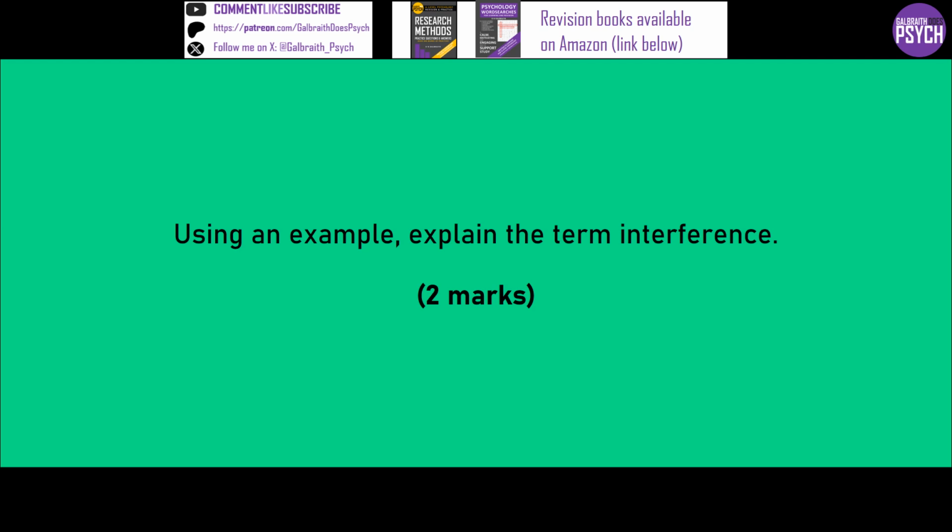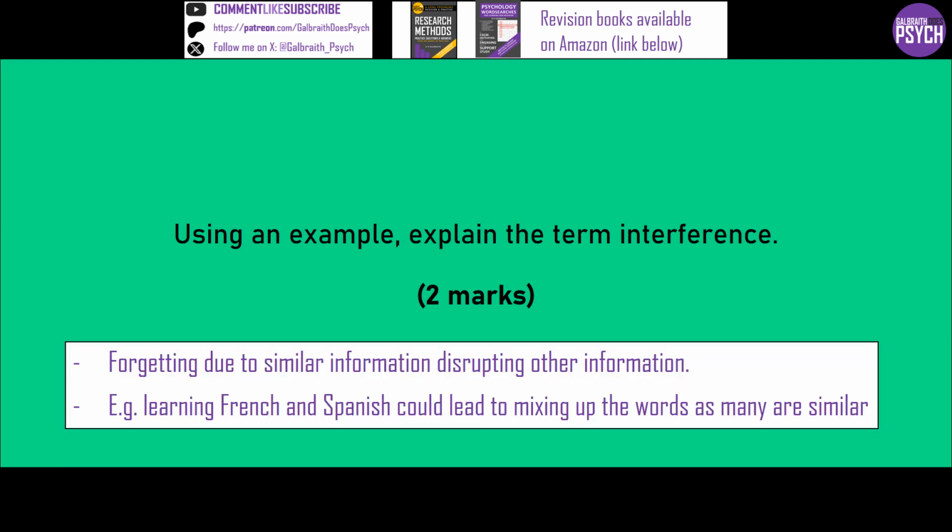So, using an example, explain the term interference. Let's select the knowledge that's relevant for dealing with this question. I would probably say something along the lines of interference is an explanation for forgetting, or it's where we forget information because it's being disrupted by similar information. It does say give an example, so make something up. For example, when learning French and Spanish, this could lead to interference because many of the words are very similar. So 1 mark for an explanation, 1 mark for an example, I would imagine.